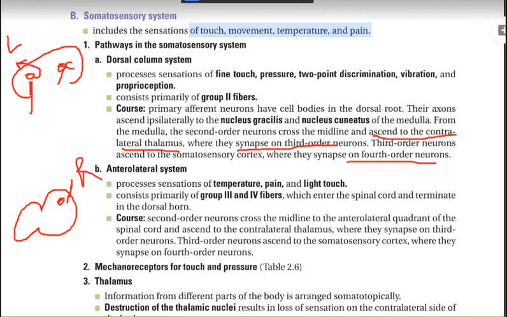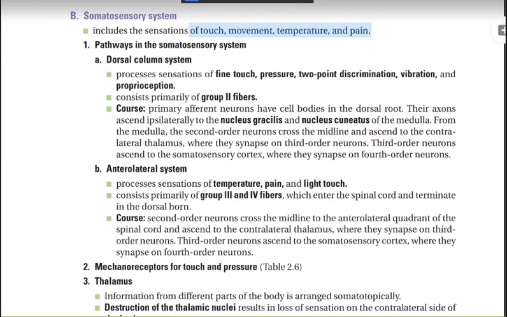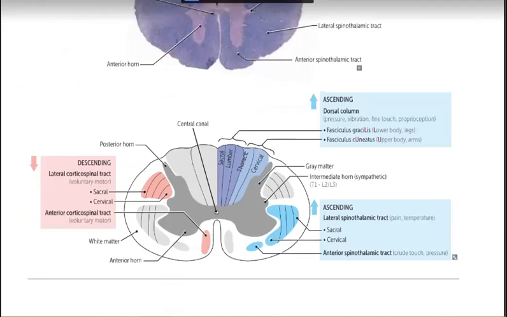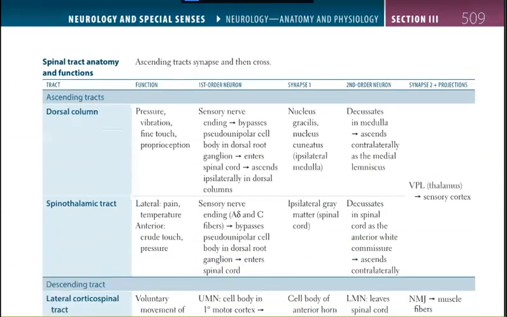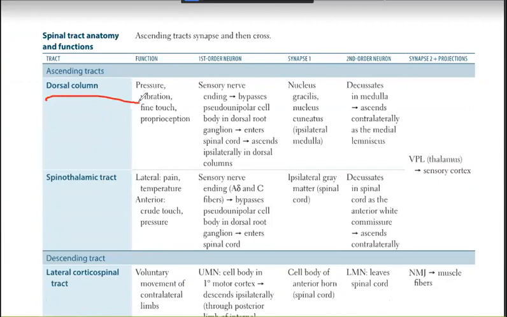So now, if you kind of understand this pathway, let's see it in your First Aid chart once again. So dorsal column tracts, the functions are written here, okay? Pressure, vibration, fine touch, and proprioception. Remember, we are talking about fine touch. We are dealing with A alpha 2, okay? A alpha 2. And first order neurons, again, the same thing is written.